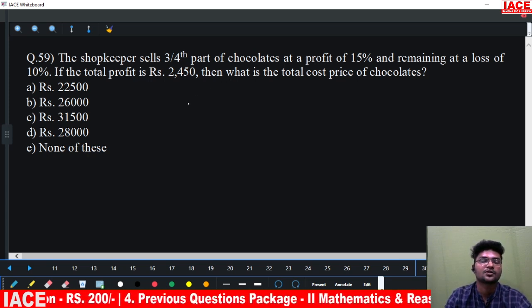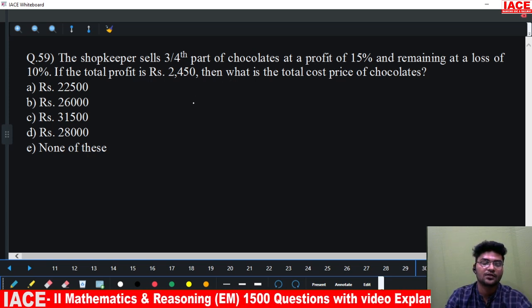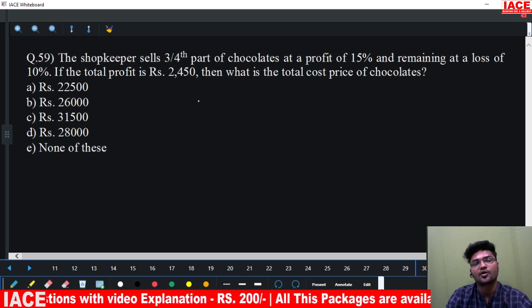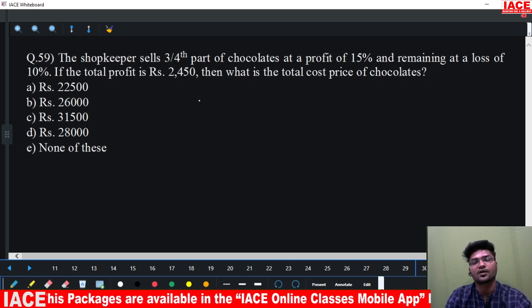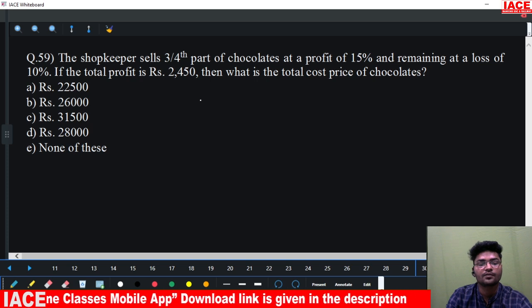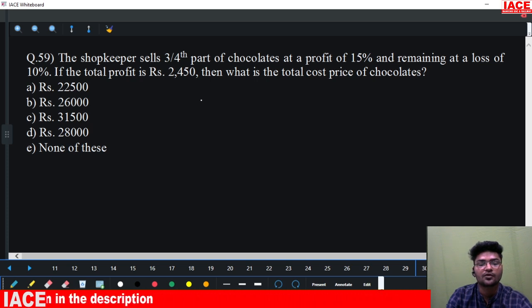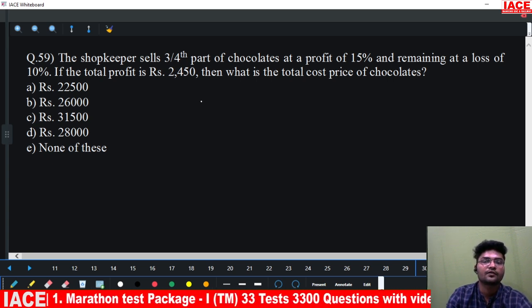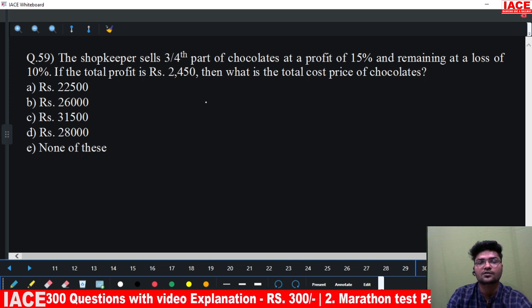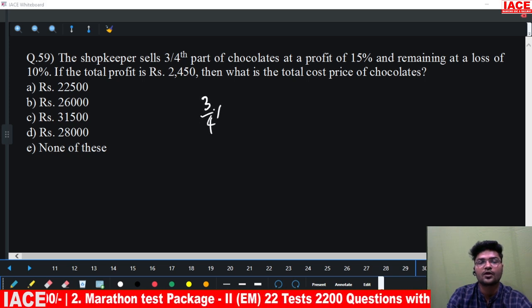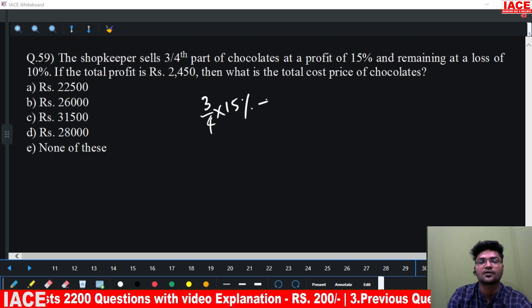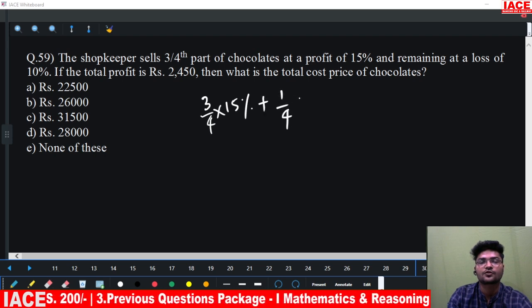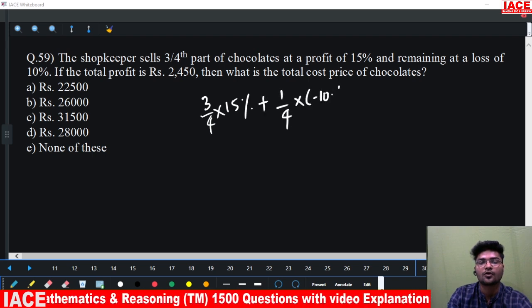Next question. Question number 59. What is this question saying? The shopkeeper sells 3/4 of the chocolates at a profit of 15% and the remaining at a loss of 10%. If the total profit is given, what is the total cost price? So 3/4 sold at 15% profit, remaining 1/4 sold at 10% loss.